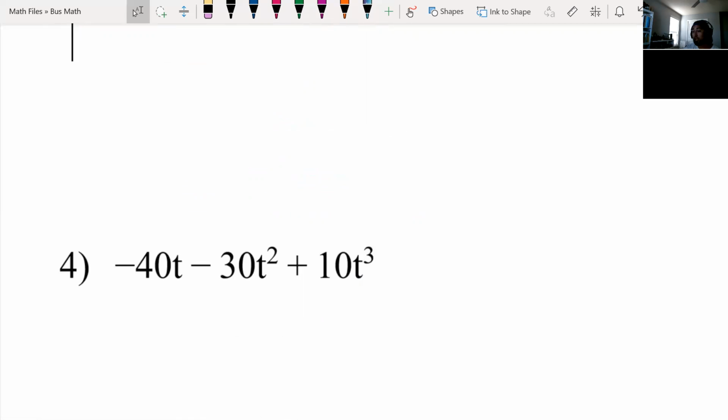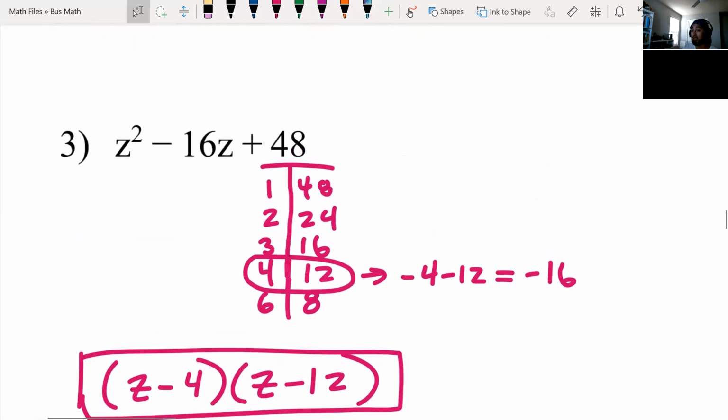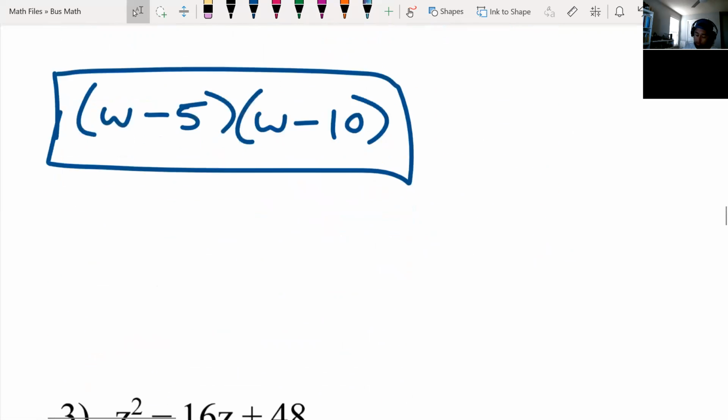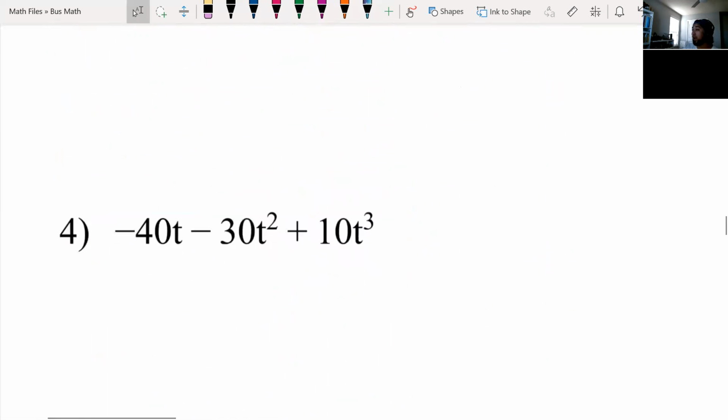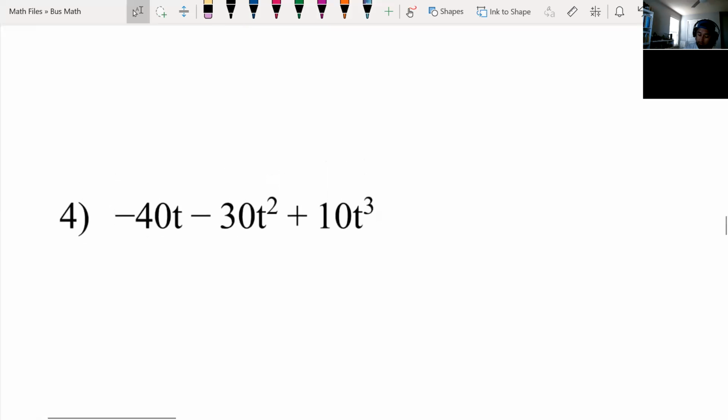So now we have negative 40t, negative 30t squared, and 10t cubed. Well, when you factor a trinomial, we are only used to factoring the form where the highest power is always 2, which means that for problem number 4, we have to fix this by finding a greatest common factor. So here's where all your factoring rules come to work together. If you look at 40, 30, and 10, what's the biggest number you could take out? 10. So let's take a 10 out.